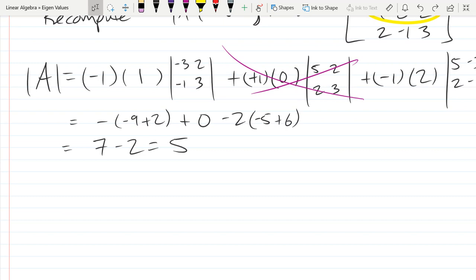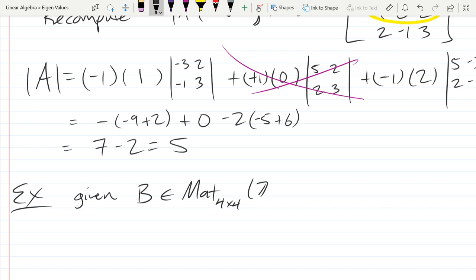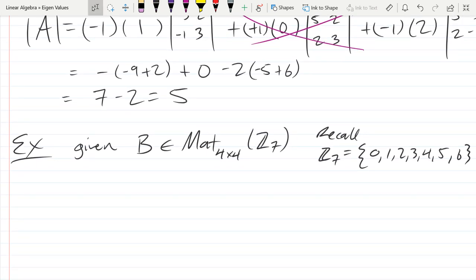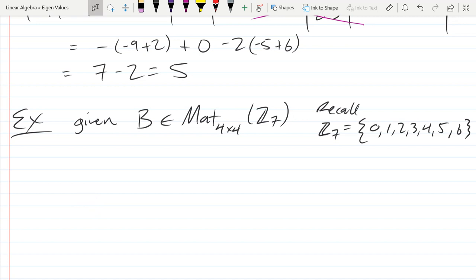So let's do a Z7 example. We're going to be given a matrix, we'll call it B, in Mat 4x4 across Z7. Just recall Z7. I'm going to write out all the elements in Z7. So there's 7 elements, 0 through 6. Just remember, 7 is 0, 8 is 1, 9 is 2, et cetera. I'm just writing down the numbers here because you have to keep your entries between 0 and 6. You can't go outside of that range.